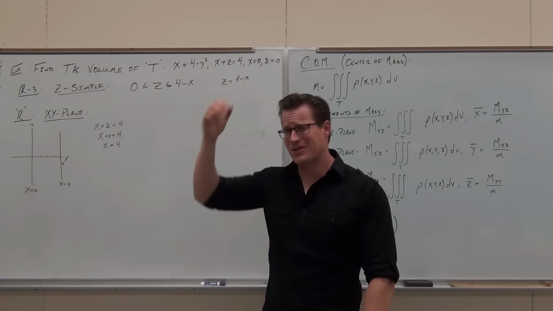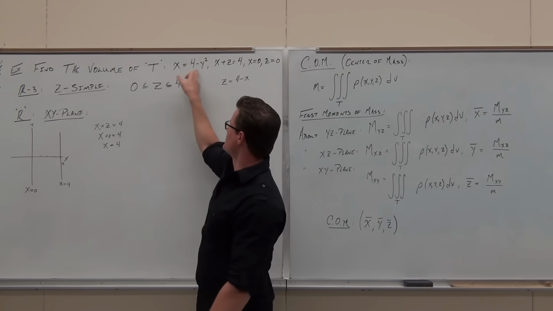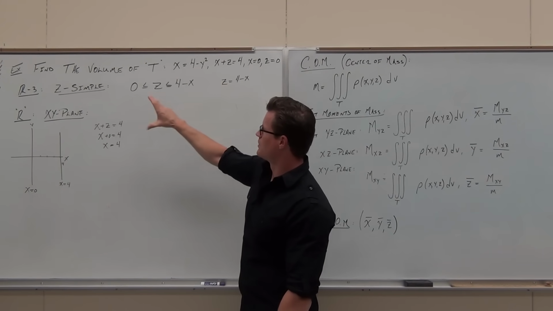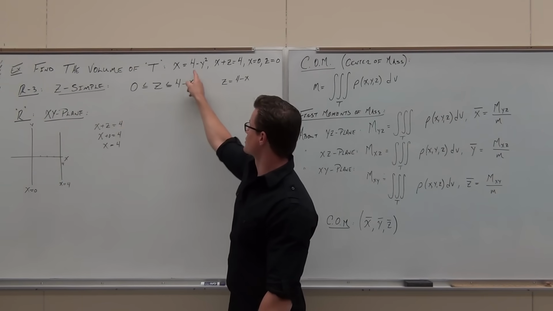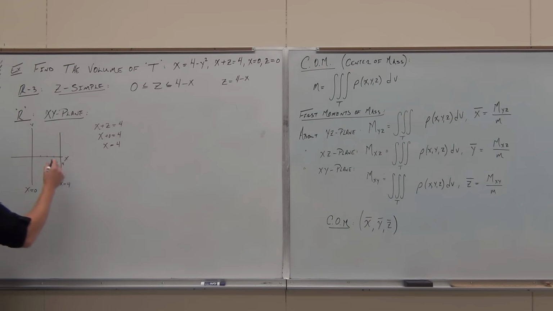Do you know how to draw that? Yeah. That's a type 2 parabola. It's x depending on y. So it's a parabola that's opening towards the negative x-axis, shifted positive 4 along the x-axis. That parabola looks like this.